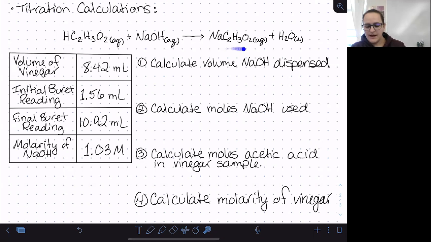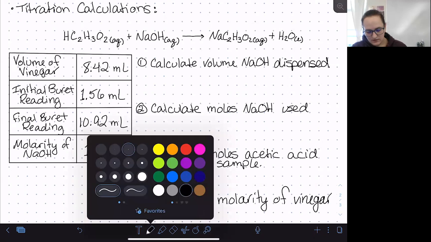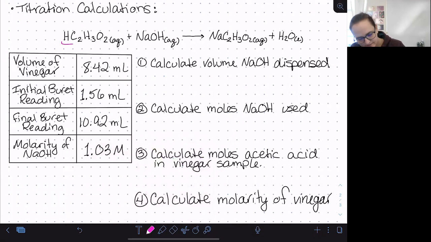So this is the reaction that's going on here. This is acetic acid, which is the acidic ingredient in your vinegar that we are trying to calculate the concentration of. So since we know the molarity of NaOH, if we can figure out the volume of NaOH that we need to exactly neutralize all of our acid, we'll be able to calculate the concentration of this acid as well using the data that we collected.